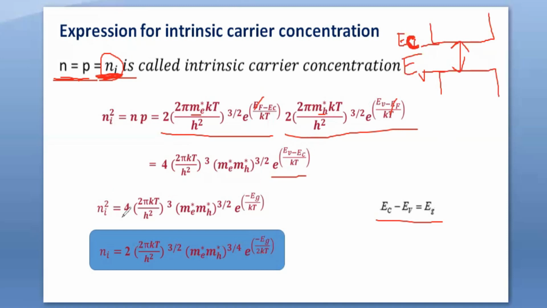So we are getting Ni square is equal to 4 into (2 pi kT by h square) whole power 3, (me star mh star) power 3 by 2 e to the power of minus Eg by kT. So finally we got our equation for intrinsic carrier concentration in energy gap terms. Taking the square root on both sides, Ni is equal to 2 into (2 pi kT by h square) power 3 by 2 (me star mh star) power 3 by 4 e to the power of minus Eg by 2kT. This is our intrinsic carrier concentration in semiconductors.